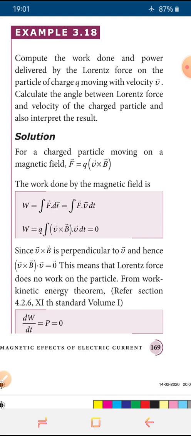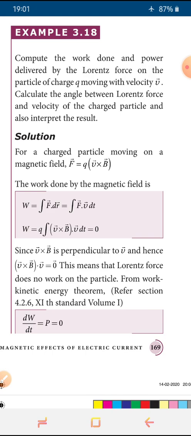Now we'll begin our class with example 3.18. In this sum, we'll use a topic from the 11th standard. In volume 1, unit number 4, we did a derivation that we are going to use here. I hope you are all well versed in that unit number 4 of the 11th standard. Okay, so let us read out the question.